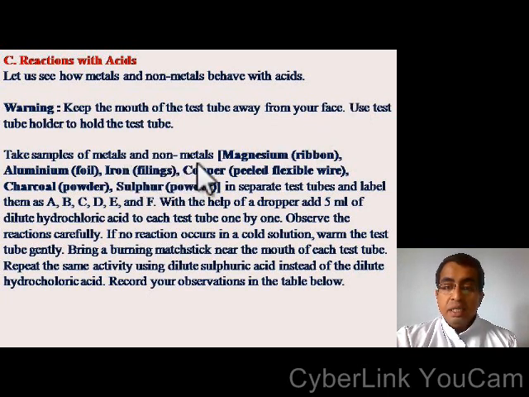Take samples of metals and non-metals: magnesium ribbon, aluminium foil, iron filings, copper, peeled copper wire, charcoal powder, and sulfur powder in separate test tubes and label them A, B, C, D, E and F. With the help of a dropper, add 5 ml of dilute hydrochloric acid to each test tube one by one. Observe the reactions carefully. If no reaction occurs in a cold solution, warm the test tube gently. Bring a burning matchstick near the mouth of each test tube. Repeat the same activity using dilute sulfuric acid instead of dilute hydrochloric acid.